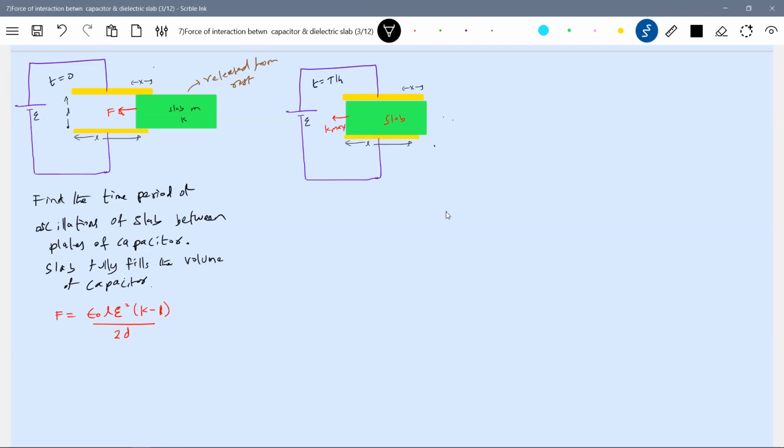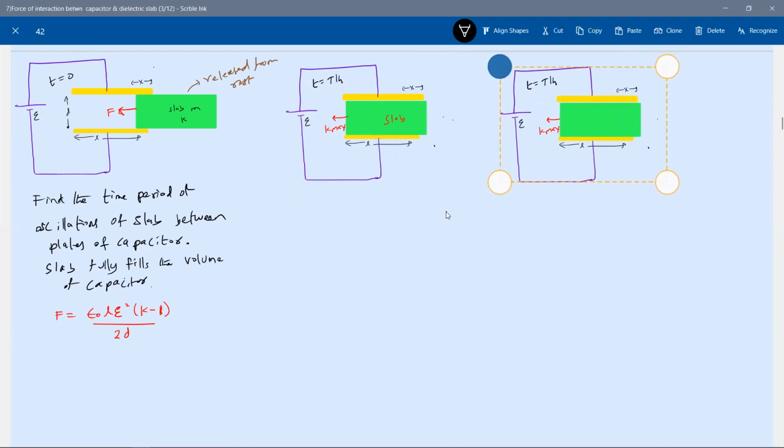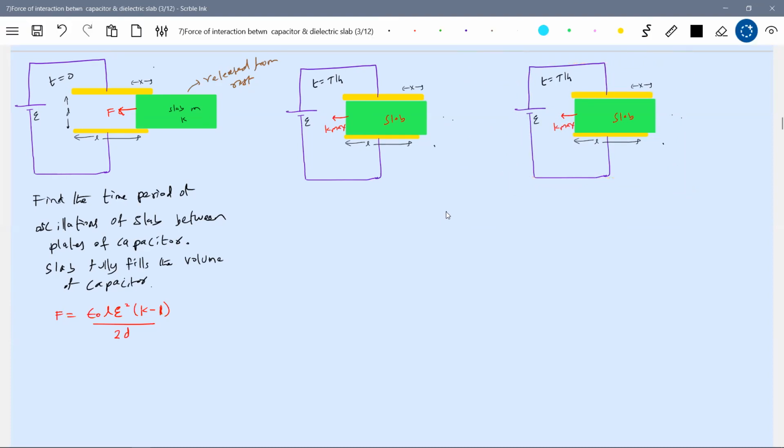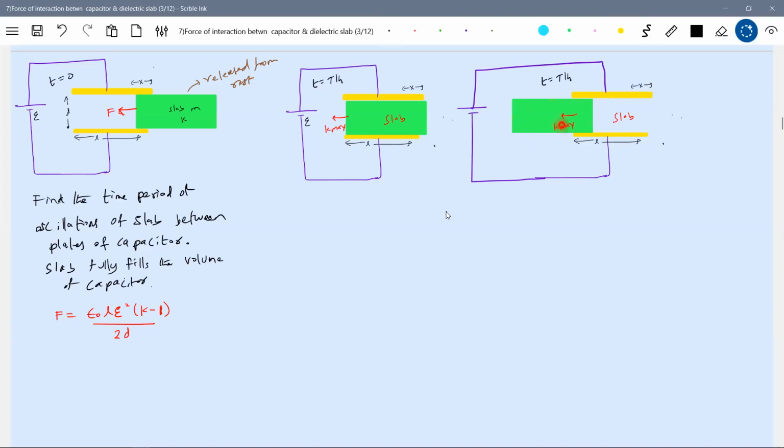Sir, how will that be seen? The next one. In the next position, what is the state of the slab? Now the slab starts decelerating, no? Yeah, it'll be like this.